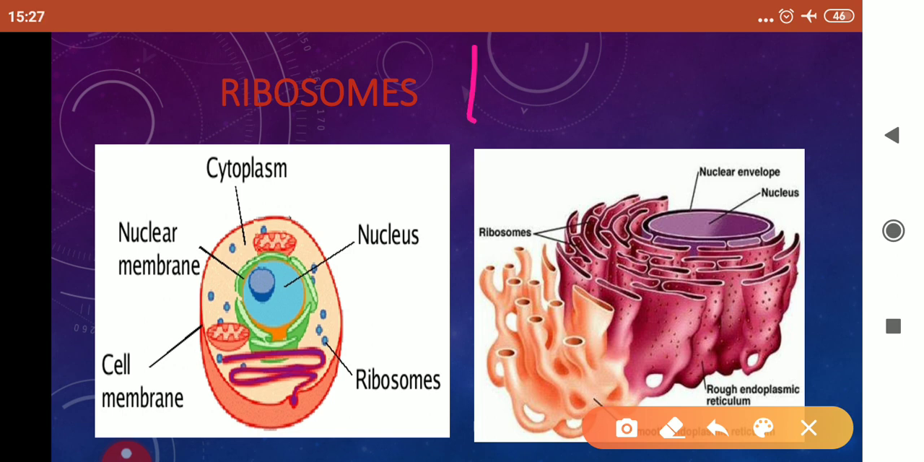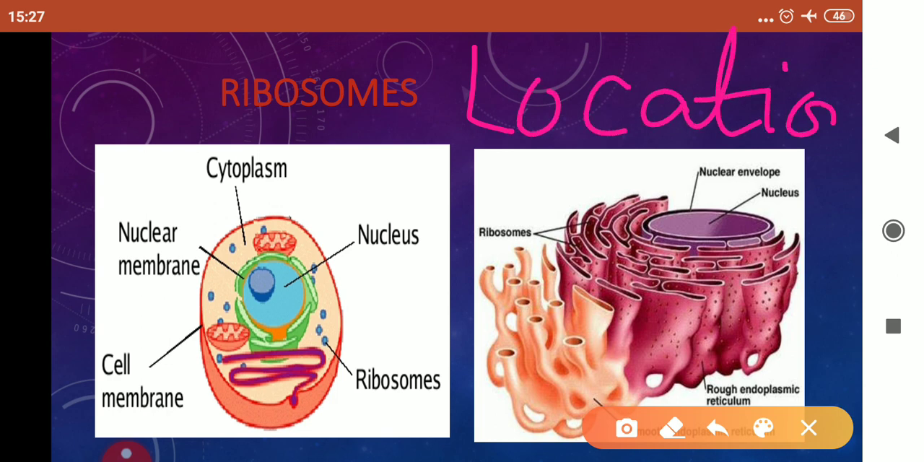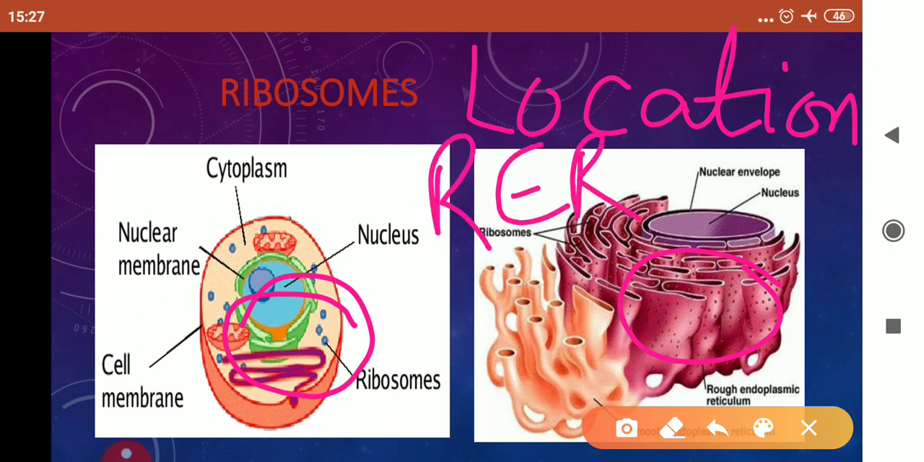First of all, you should know about the location of ribosomes. Ribosomes are scattered in the cell cytoplasm, or they may be present on the surface of endoplasmic reticulum. And you have studied that the endoplasmic reticulum having ribosomes on their surface are called as rough endoplasmic reticulum. So children, now you have studied about the location of ribosomes.